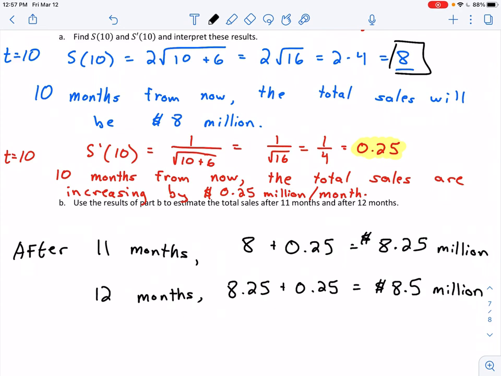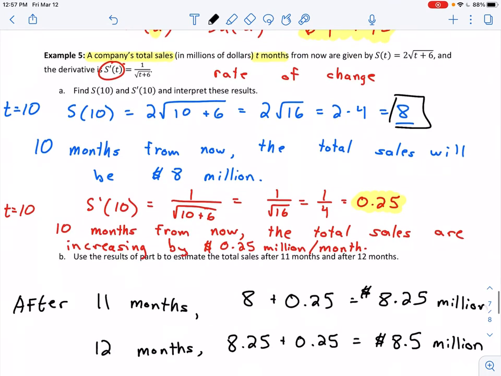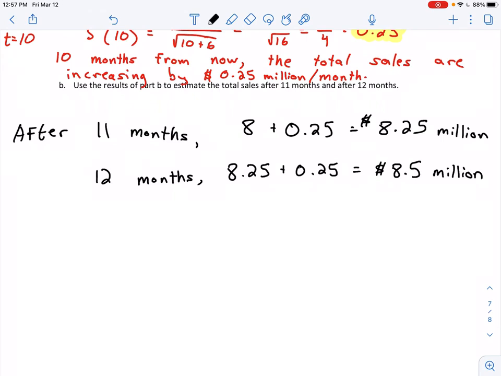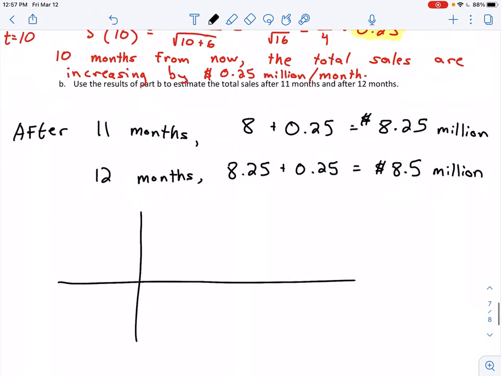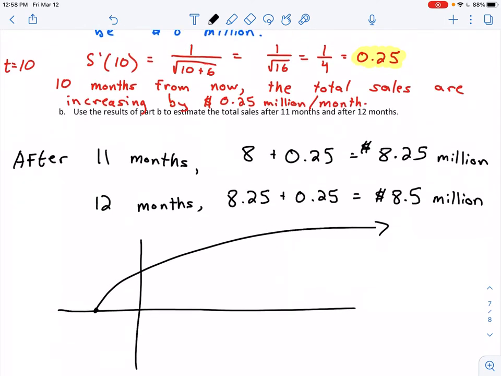Here's what we're really doing. If we were to graph this function, 2 square root t plus 6, if I was to sketch the graph of that function, it would look probably something like this. And I'm going to make the increase a little bit more dramatic here. Now, we found the derivative at 10 months. That's what this number I have highlighted here represents. We found s prime of 10.